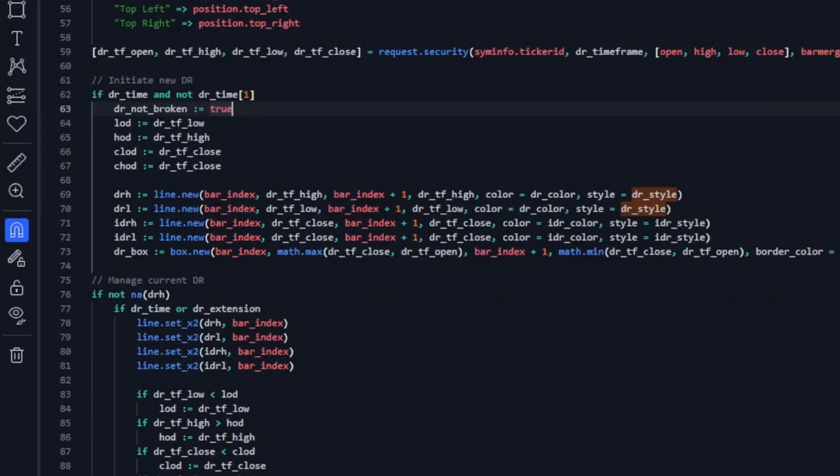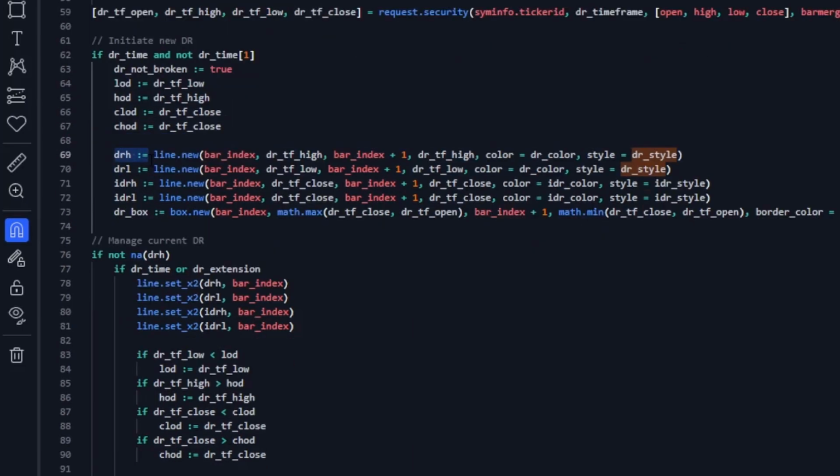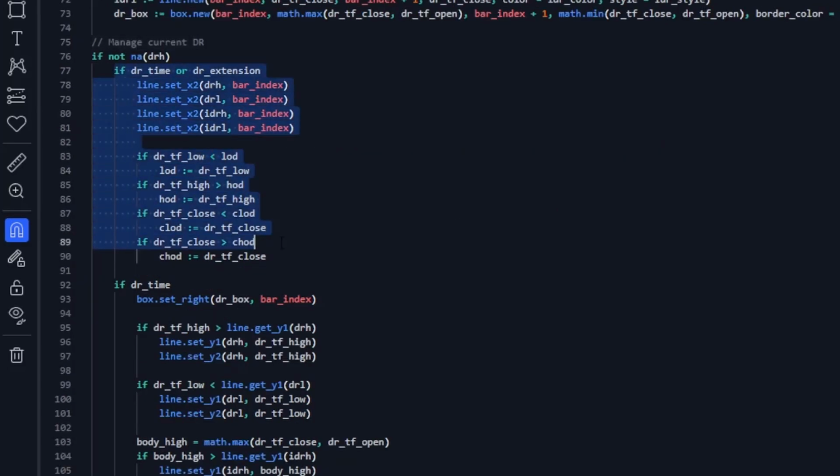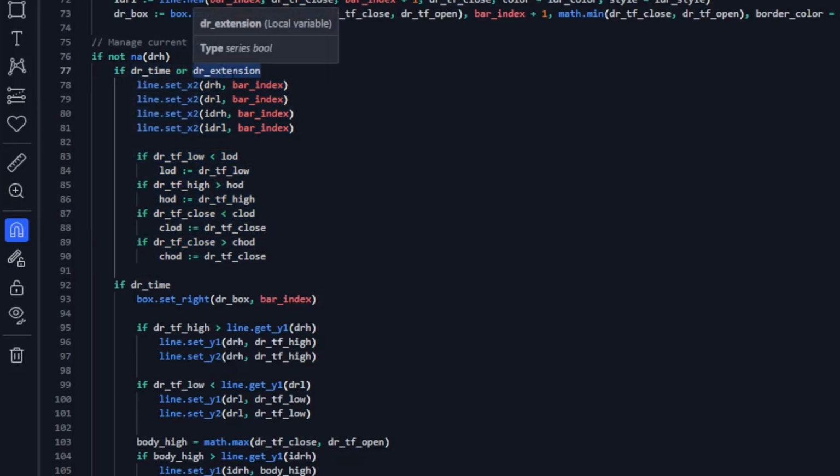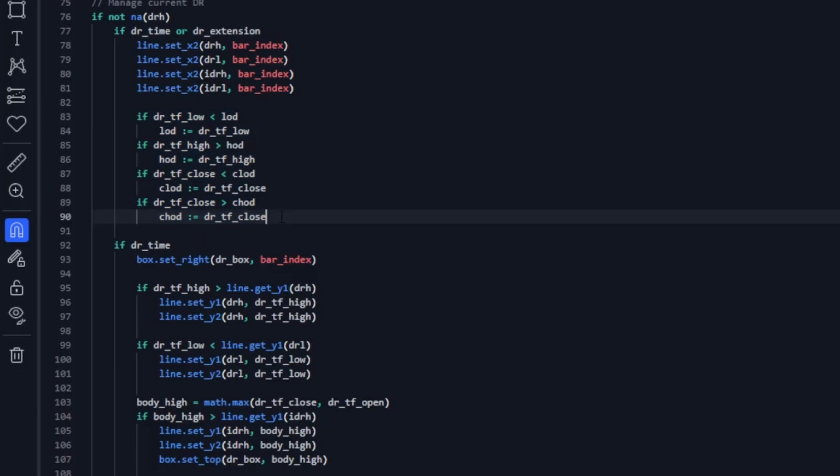So I'm going to reset DR not broken equal to true. I'm going to initiate our low and high of the day, and also going to start drawing our DR and IDR lines, as well as the box that encompasses the first hour of price action. So now again, we initiated all these lines, so if they exist, then we will enter this statement. So at any point during the DR session, whether we're in 9:30 to 10:30 or 10:30 to 4 p.m., I want to be extending these lines to the current bar index and also just updating the high and low of the day as we go.